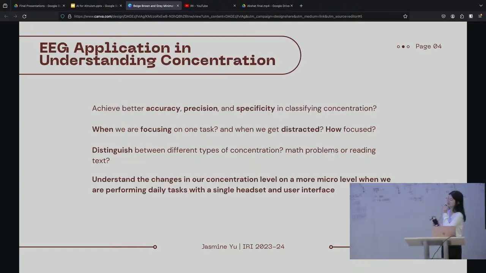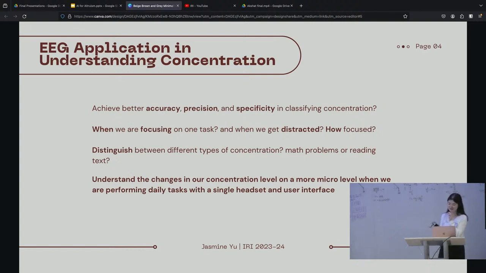And so basically, the very ambitious question that I asked myself after getting into reading some of the papers is that can we achieve better accuracy, precision, and specificity in classifying concentration? For example, if we're doing a task and we move on to another task, can we tell if that happened just based on EEG alone? Or can we tell if we're doing different types of mental activity, for example, math problems or reading text, and how can we distinguish between these types of concentration?